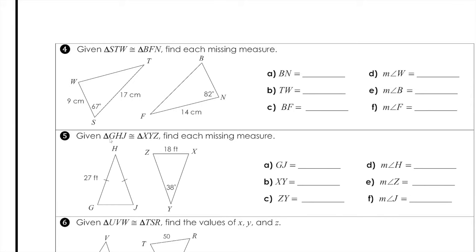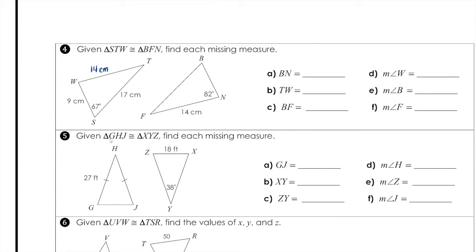All right. So they gave us some numbers and our congruency statement. They said STW is congruent to BFN. So let's go ahead and match up the pieces we know. STW is congruent to BFN. TW is congruent to who? FN. Does FN have a value that TW doesn't? The value is 14. So if FN's value is 14, what's TW's? 14. Because they're congruent.